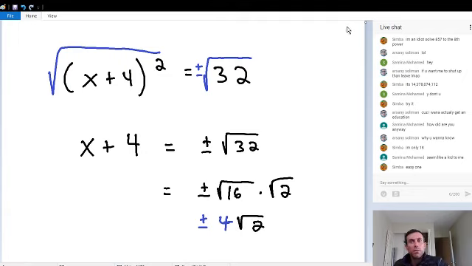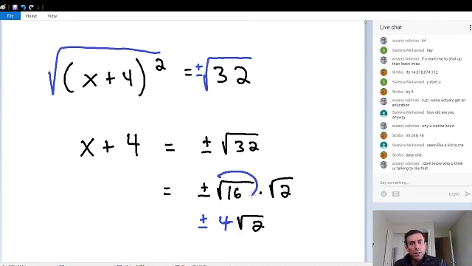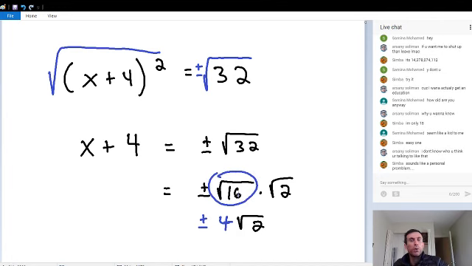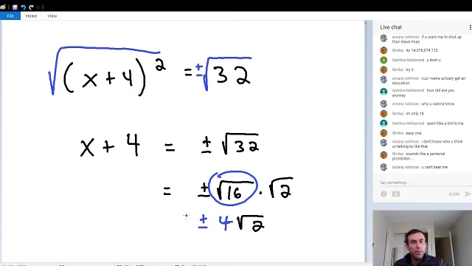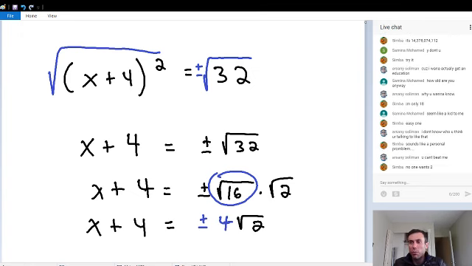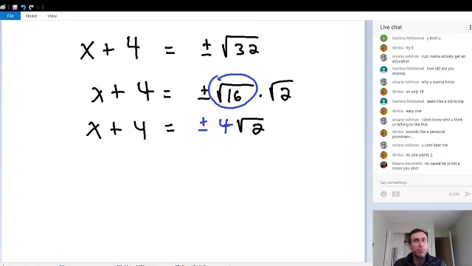Okay, and once again, the square root of 16 is equal to 4. That's where this 4 in blue is coming from. All right, and the left-hand side of the equation stays exactly the same. We have x plus 4 on the left-hand side of our equation. All right, so we have x plus 4 is equal to plus or minus 4 times the square root of 2.